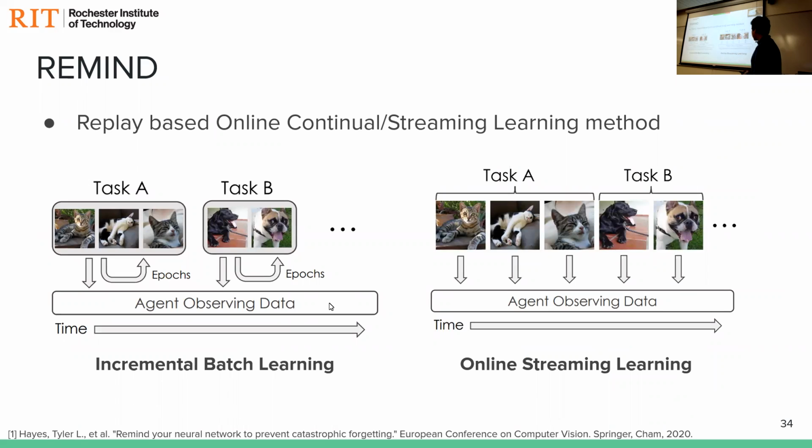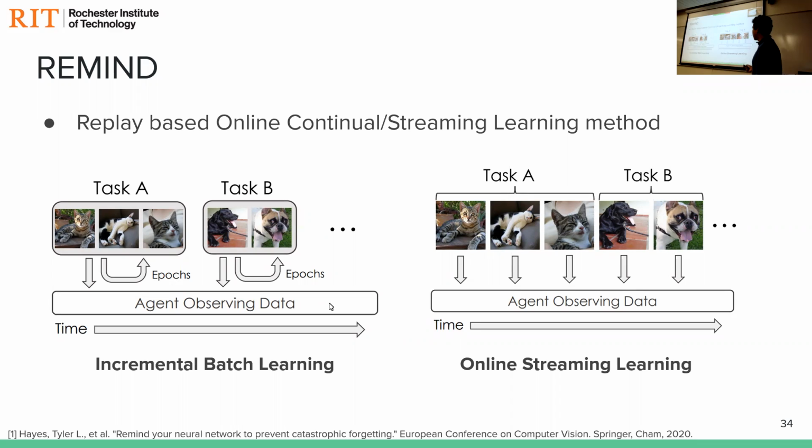From all those methods, one that I want to show you is REMIND, which is one that came from the laboratory where I am working. This one is a replay-based method, so it uses this buffer for online continual streaming learning. There are two different ways you could train your system when you have this incoming data. One way is called incremental batch learning, where, for example, you have task A, which is I want to learn to classify cats. In this case, you are allowed to loop over this first set of data as many times as you want until you learn this class, and then you go into the next one.